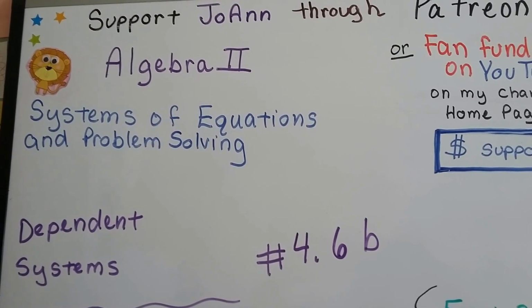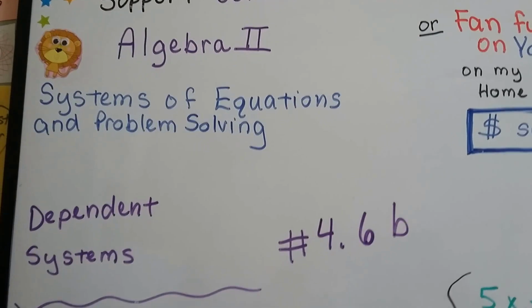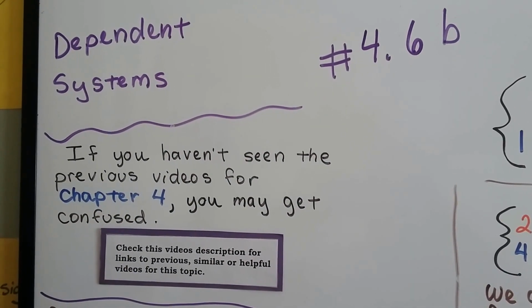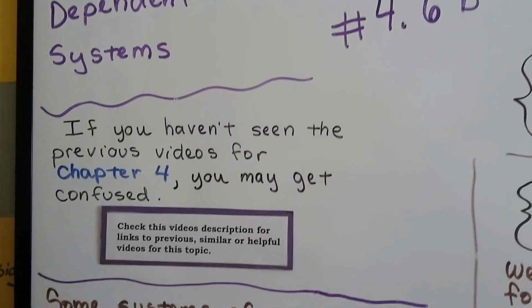Algebra II 4.6b, Dependent Systems. If you haven't seen the previous videos for Chapter 4, you might get confused, and there's links in this video's description so you can watch them.